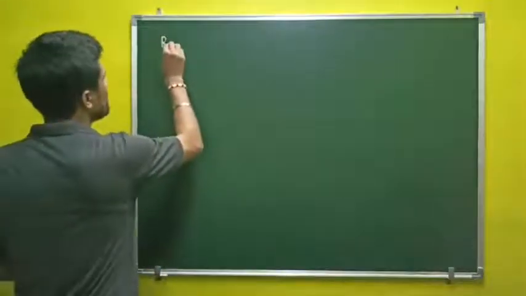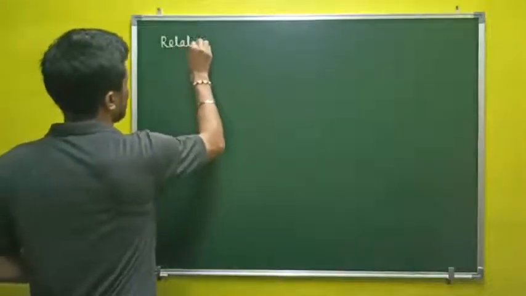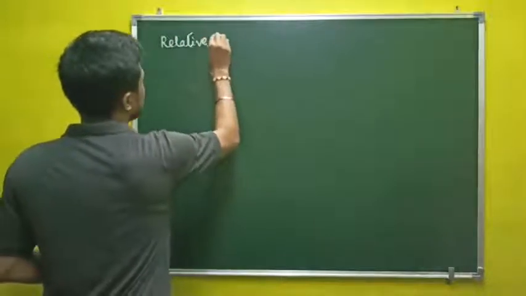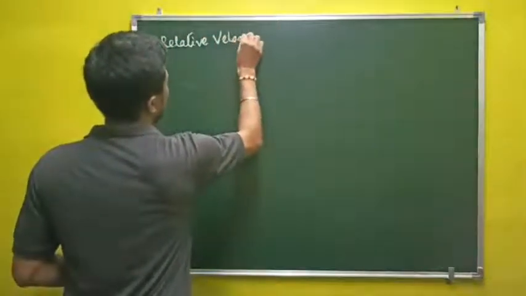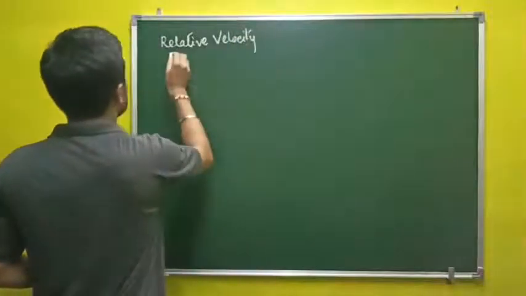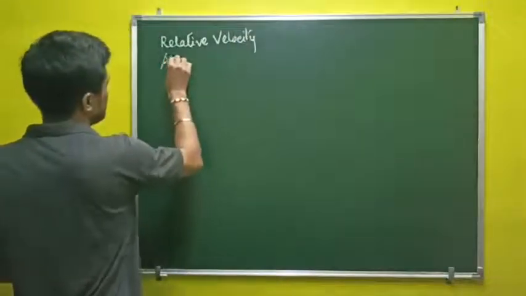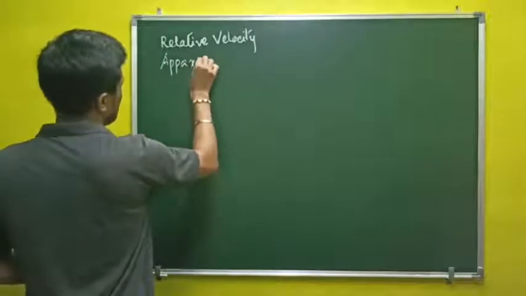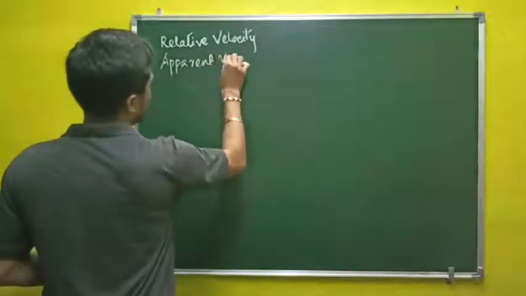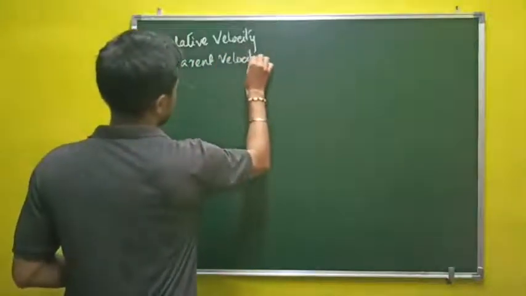So relative velocity is also known as apparent velocity. You can call it apparent velocity.